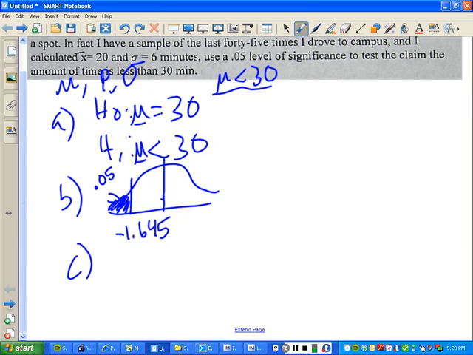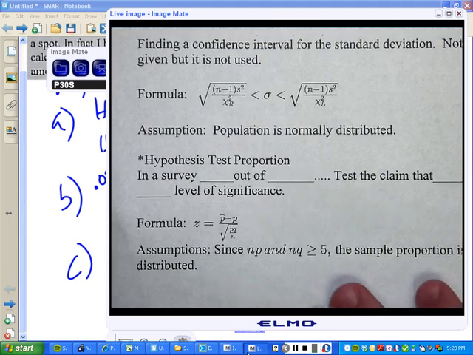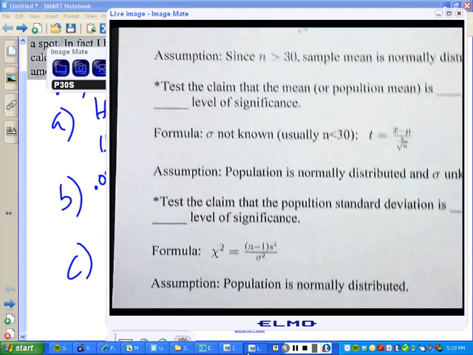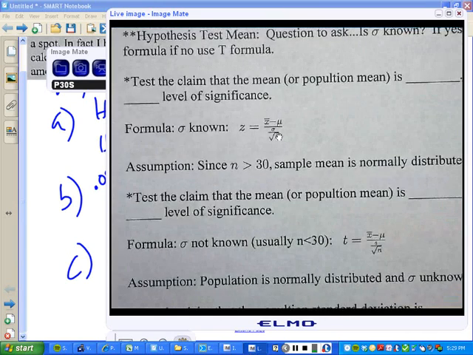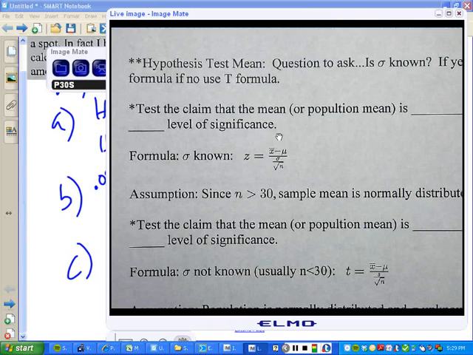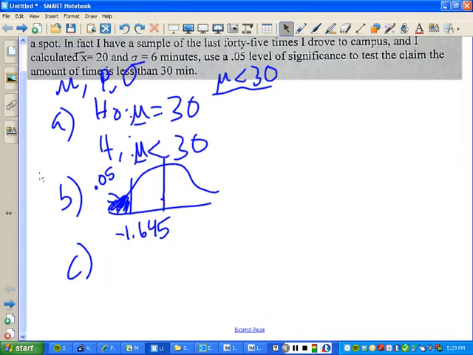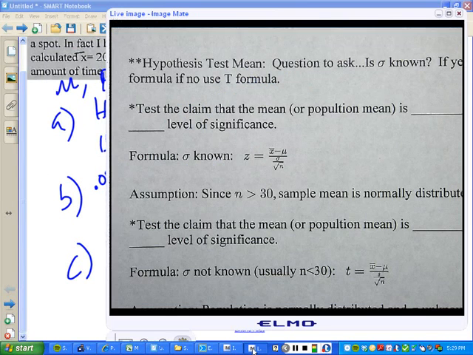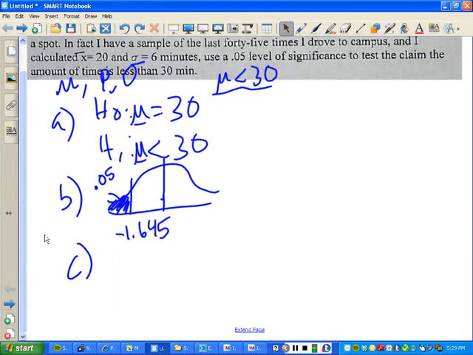Part C. Okay. You got to know the formula. Now, the formula is written on that sheet of paper. Is this one. Not that one. It's on this side. It's this one. Okay. Now, why are we using this one? Let's look. It's a hypothesis test on the mean. The question that we have to ask is, is sigma known? In this case, it told us sigma was equal to 6. So because of that, sigma is known. And you'll notice that what I said was, if so, n will be bigger than 30. Okay? So that's the formula you're going to use. So z equals x bar minus mu.